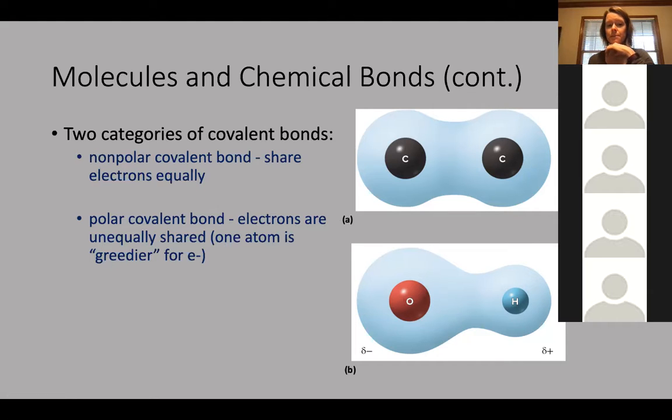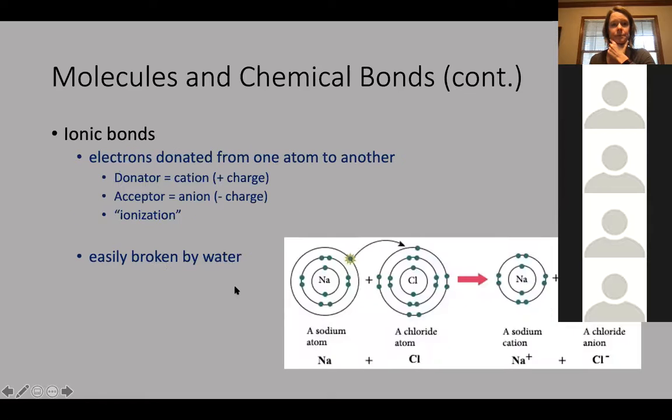So polar and nonpolar are very important concepts to understand when it comes to biological molecules, as well as water. I'll talk about water in detail in a little bit. Okay, so that's polar and nonpolar covalent bonds. Moving on to the next broad category, ionic bonds.